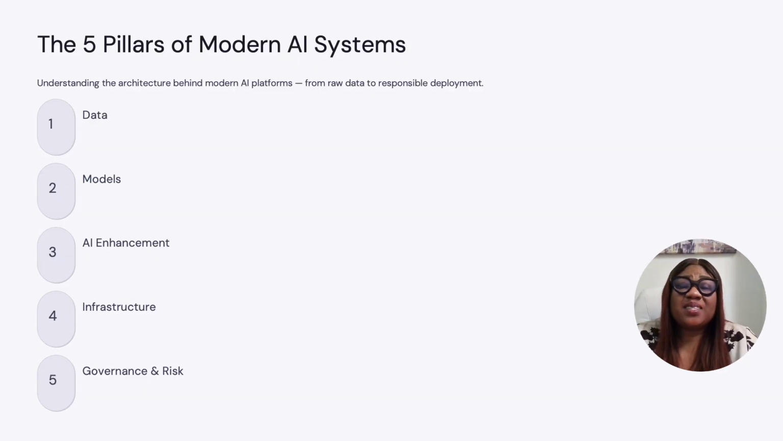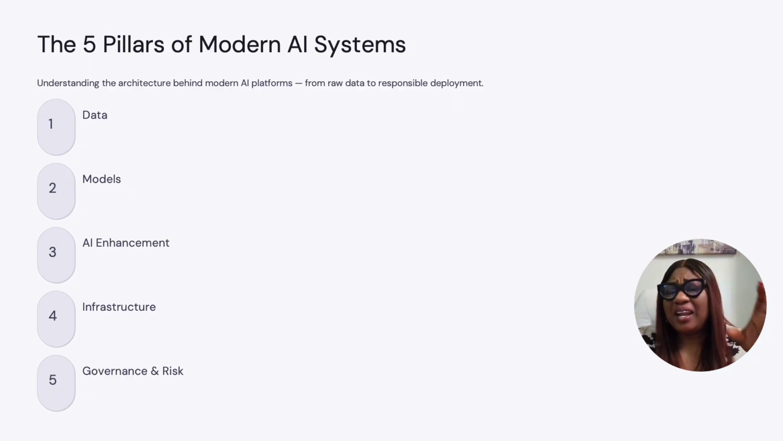To understand the modern AI system, we need to understand the 5 core pillars. Because these 5 pillars, they are the bedrock of the modern AI system. First, we have the data, which is the foundation. Second, we have the model, which provides the intelligence. Third, we have the AI enhancement techniques like RAG and fine-tuning that improve the performance. Fourth, we have the infrastructure, which allows AI systems to run and scale. And finally, we have governance and risk management, which ensures that the system remains safe, fair, and compliant.